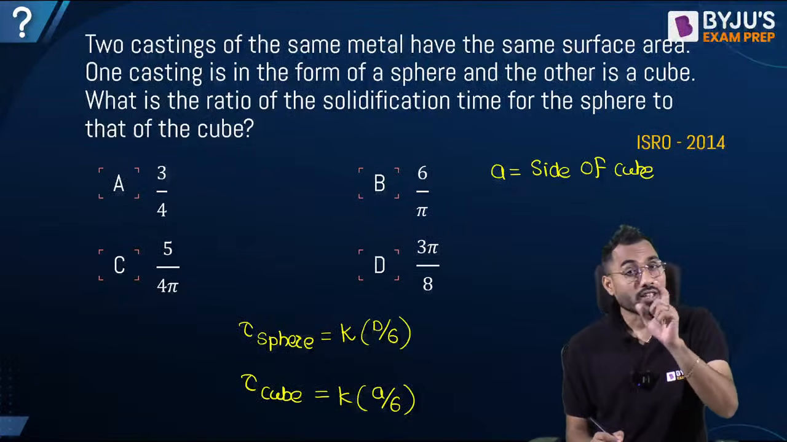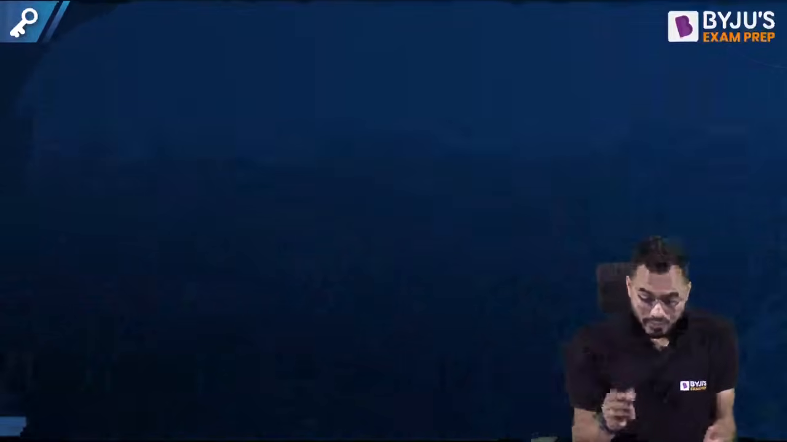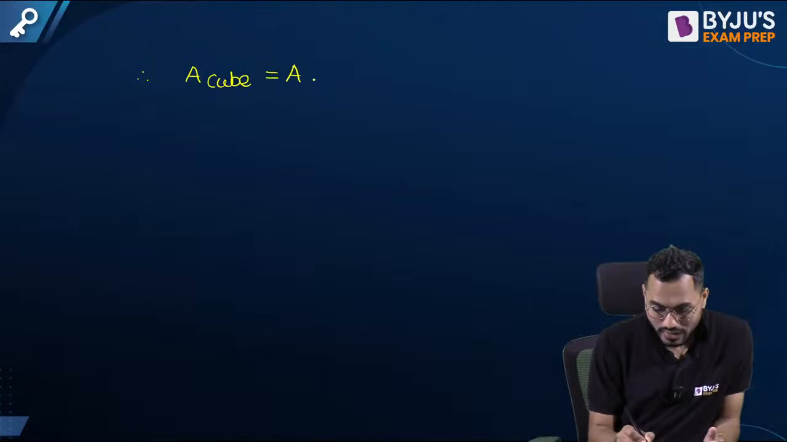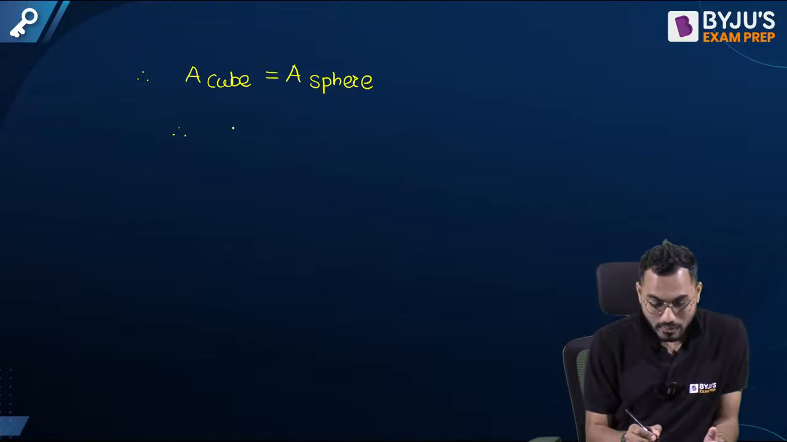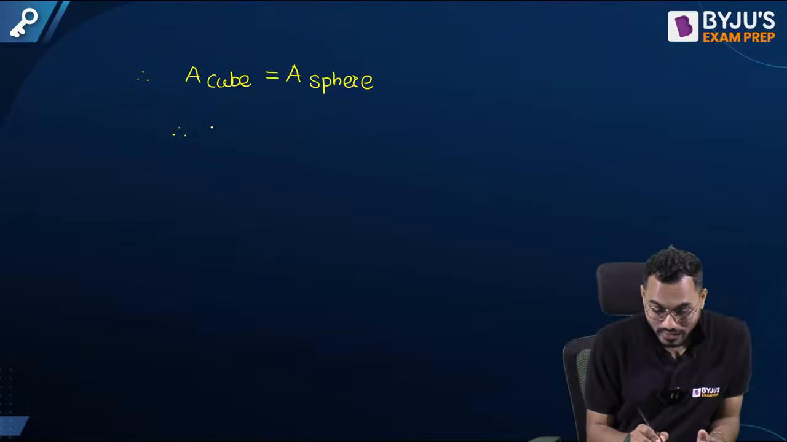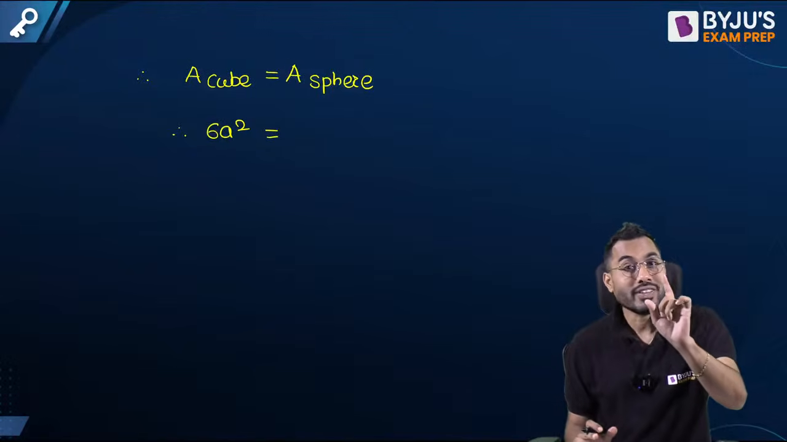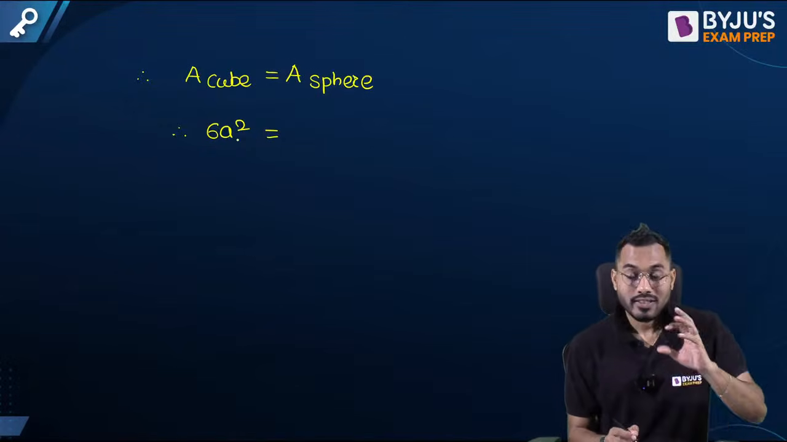Now it was given that the surface areas are both the same. So if the surface area is the same, can I say that the surface area of the cube is exactly equal to the surface area of the sphere? If the side is A, what is the surface area of the cube? 6a square. Whenever I talk about a cube, it has 6 faces. One face has surface area a square, so 6 faces is 6a square.